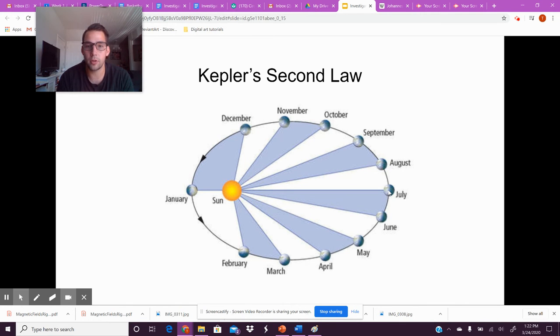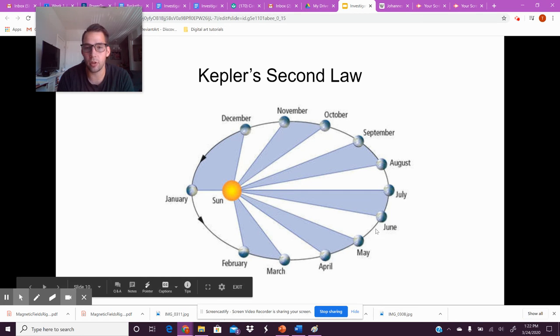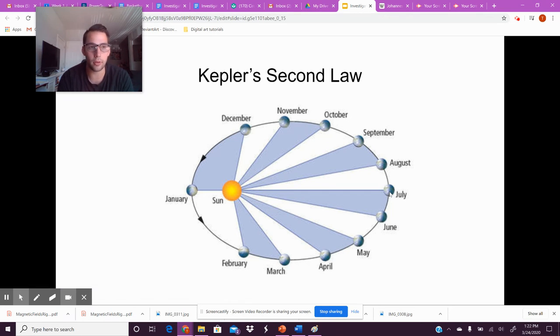So the Earth is speeding up from July all the way through to January when it's closest to the sun. And then as it whips around the sun, going through February back to July, it's going to be slowing down as it gets farther away from the sun. That is Kepler's second law.